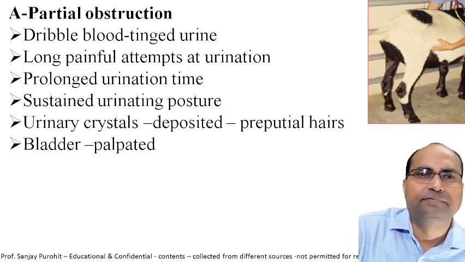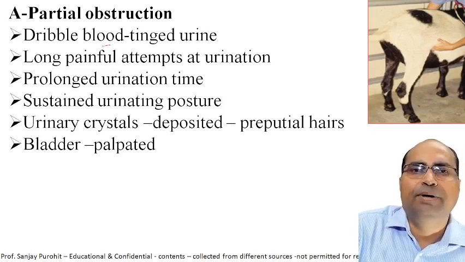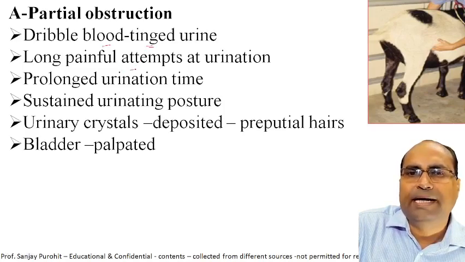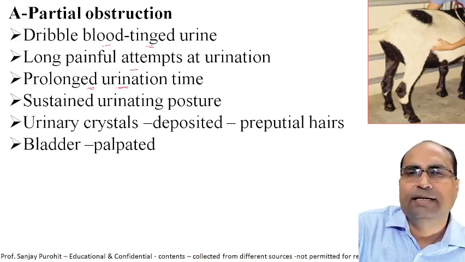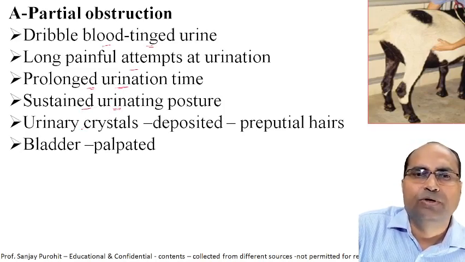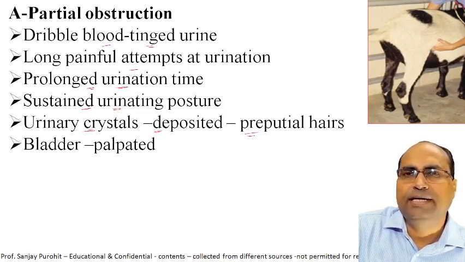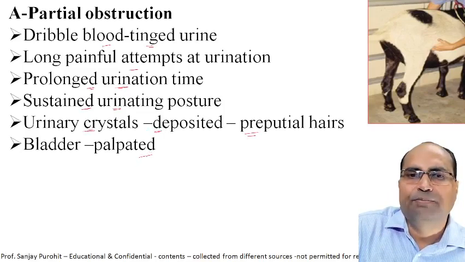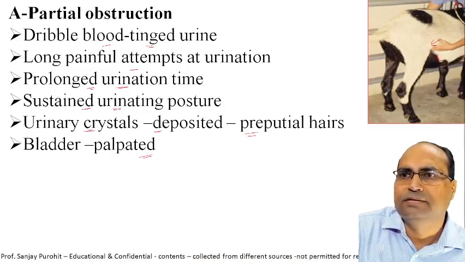Partial obstruction. In case of partial obstruction, the patients show doubled blood tinged urine, long painful attempts at urination, prolonged urination time, sustained urinating posture, urinary crystals deposited at the preputial hairs, and the bladder is palpated at this location.